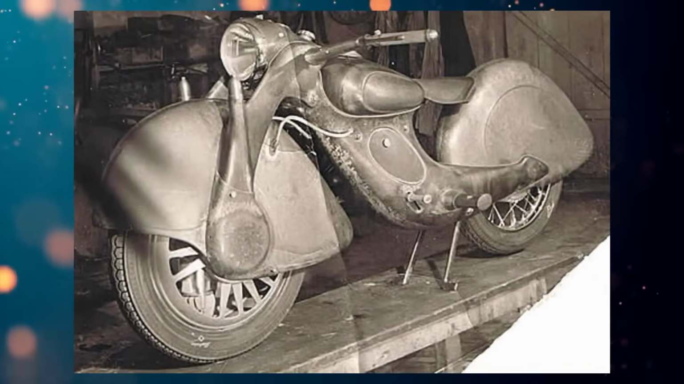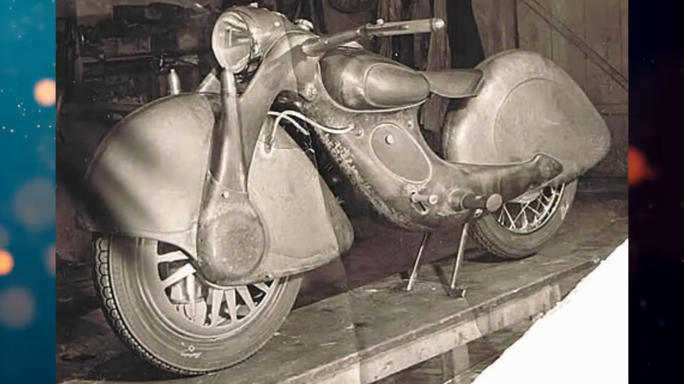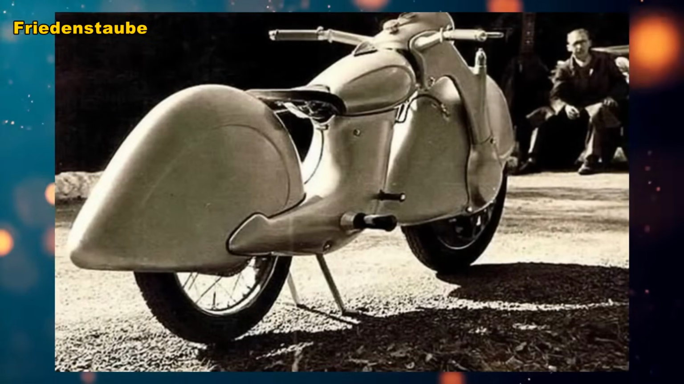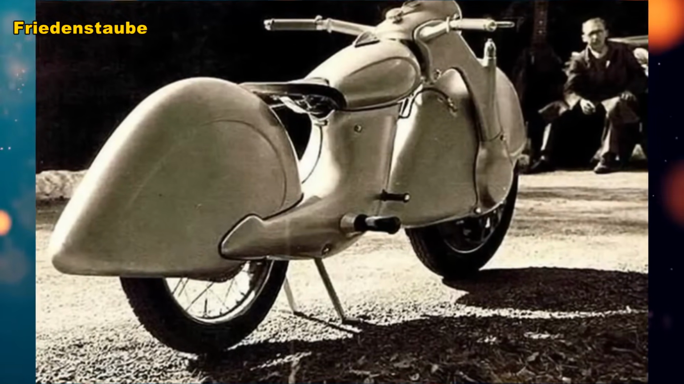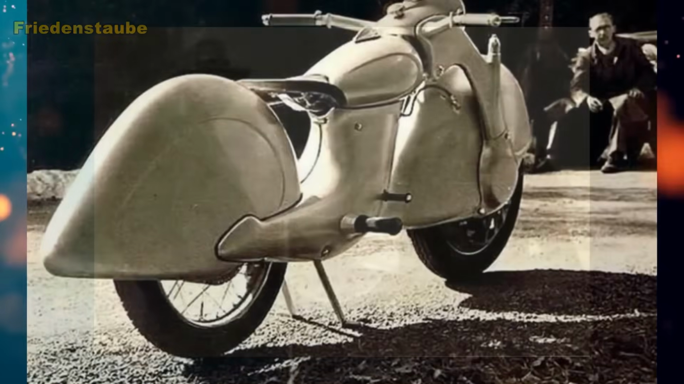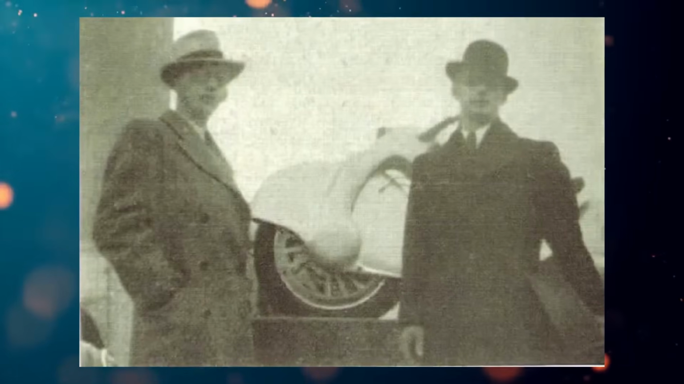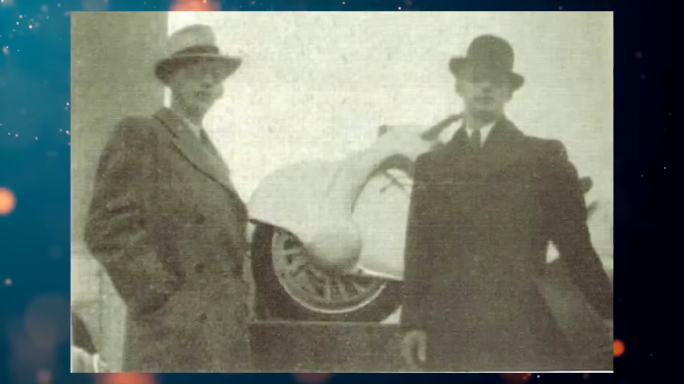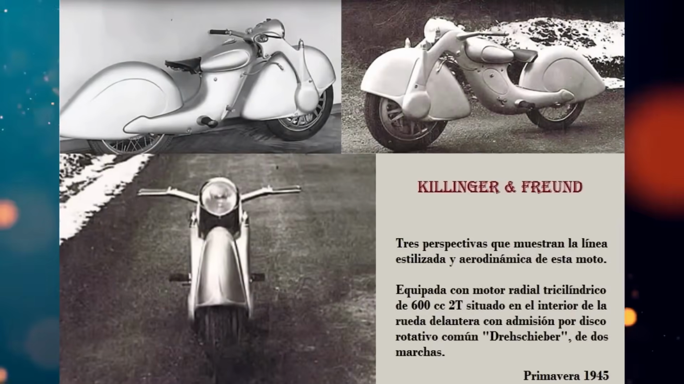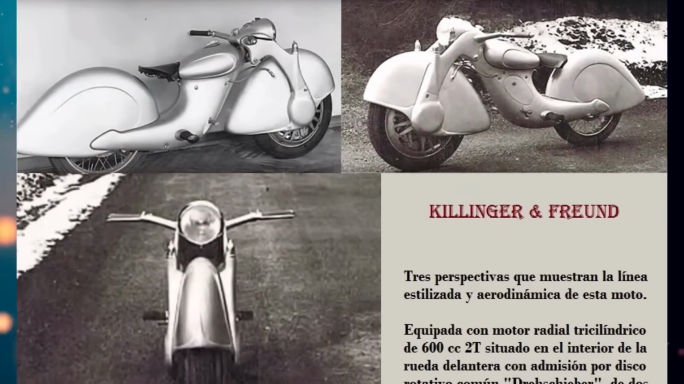The next motorcycle can be called a modified Megola. This elegant machine is called Friedenstaube, which literally means dove of peace. That's the name given to it by its creators, 2 German engineers, Robert Killinger and Walter Freund. However, you will often find this motorcycle under the name Killinger und Freund.